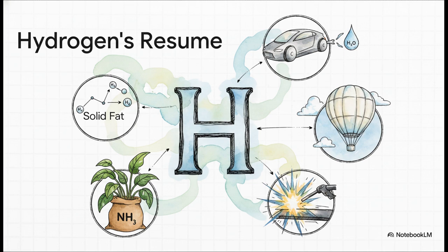Oh, it's a workhorse. It's used to turn vegetable oils into margarine, to make fertilizers for our food, and to create the super hot flames you need for welding and cutting metal.